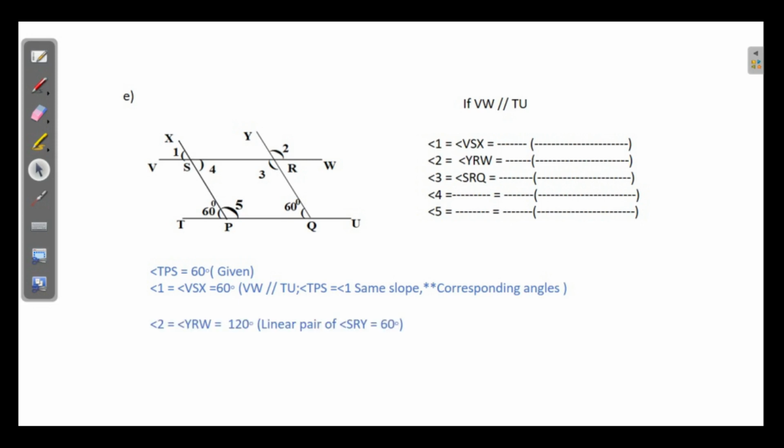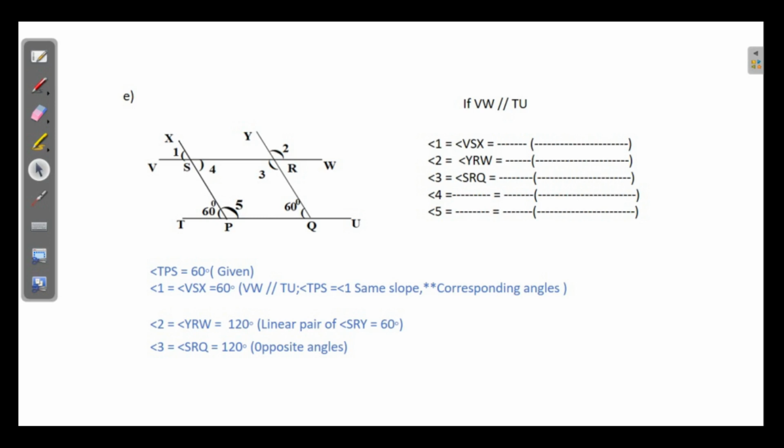What is it? Angle YRW. That is this angle 2 equal to 120 degree. Reason: linear pair of angle SRY. And angle 3. Angle 3 is very easy. Angle 2 and angle 3, these are opposite angles. So if this is 120 degree, so this also will be 120 degree. That also we can write here. Angle 3 equal to angle SRQ is equal to 120 degree, opposite angles.